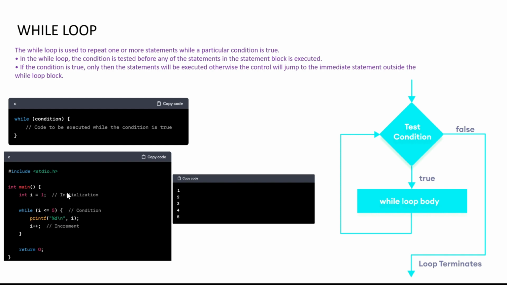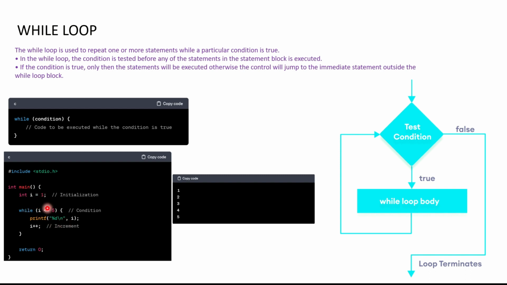So, let's take a simple example to understand how the while loop works. In this program, the variable I is initialized to 1. And in the while condition, we have given that I is less than or equal to 5. So how does the while loop work? First, the condition is checked. When the condition is true, it goes inside the block of code and prints whatever statement is given there.